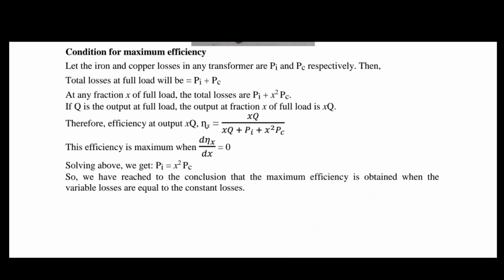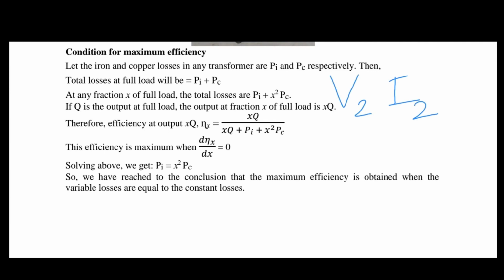So output is, first of all, these losses are measured in watts or kilowatts. So the output should also be in similar terms. So Q is, you can say, the output at full load. So if it is at full load, then say this is our V2, secondary side voltage. This is secondary side, so it can be V2 I2.